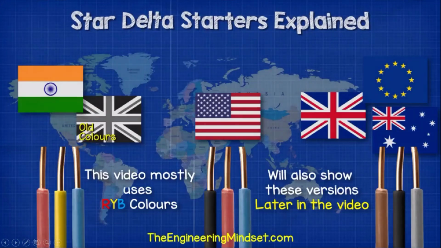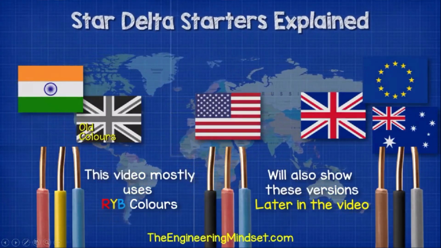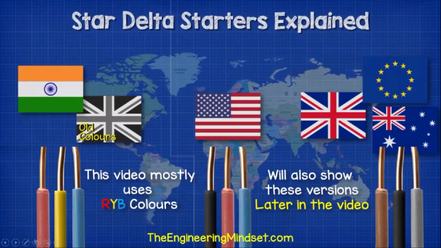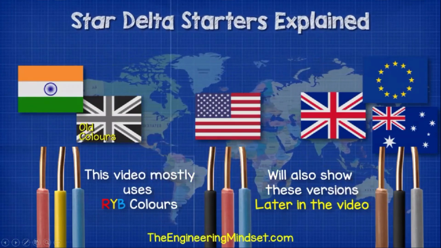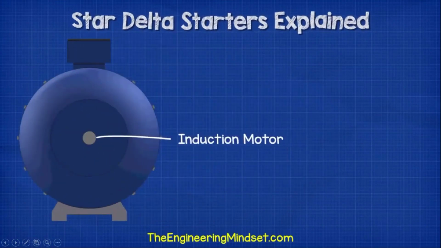Now for this video I'm going to be using the old red, yellow, blue color coding for the phases simply because I think it's easier to see. However, I will also show you versions with colors used in the US, EU, UK and Australia a little later into this video. Three-phase motors are used in almost every commercial and industrial building.